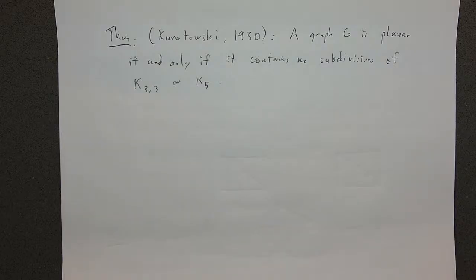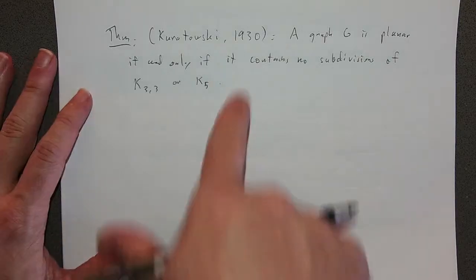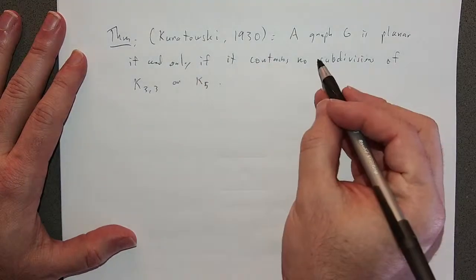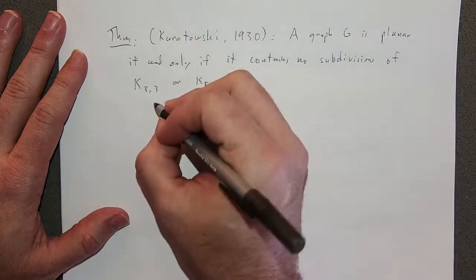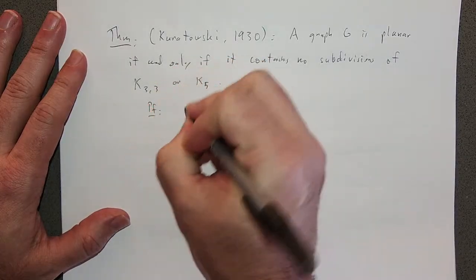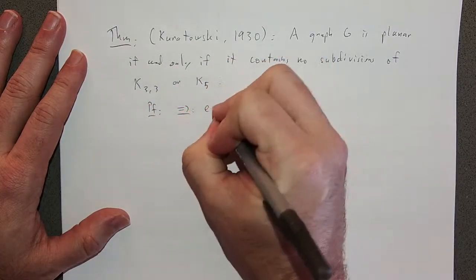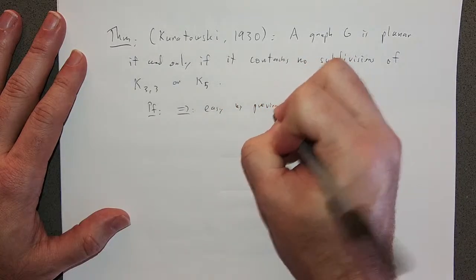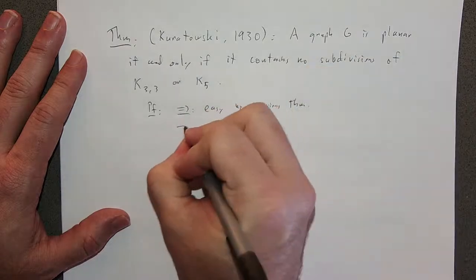So if a graph is planar, it contains no subgraph that is a subdivision of K3,3 or K5. That's from the previous theorem. So then it's the other direction that requires some attention. So suppose it contains no subdivisions of K3,3 or K5, right? So the forward direction is easy by previous theorem. Backward direction.